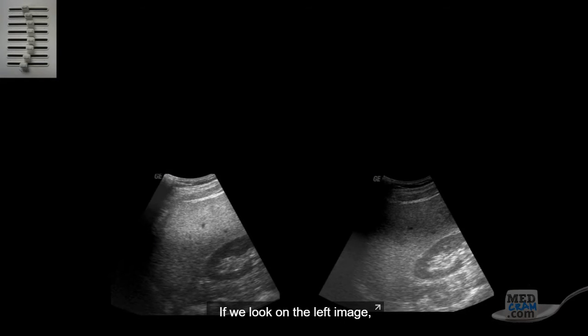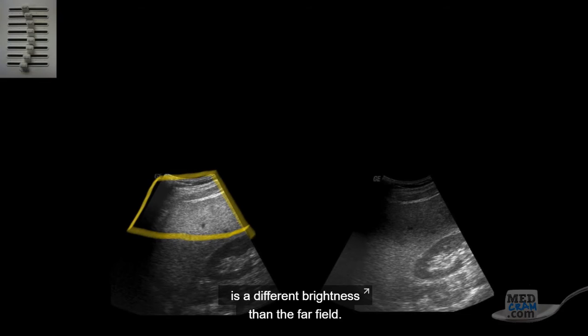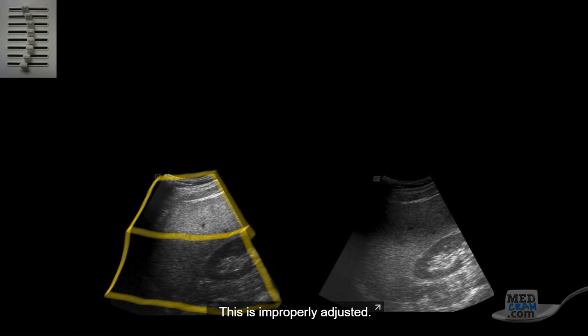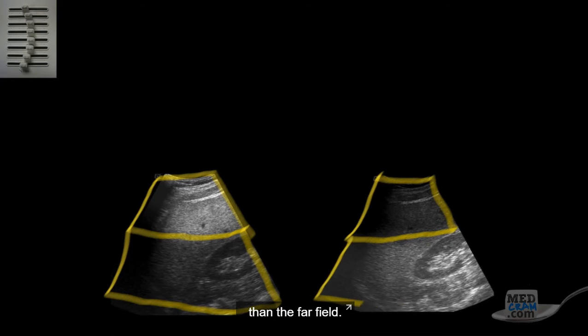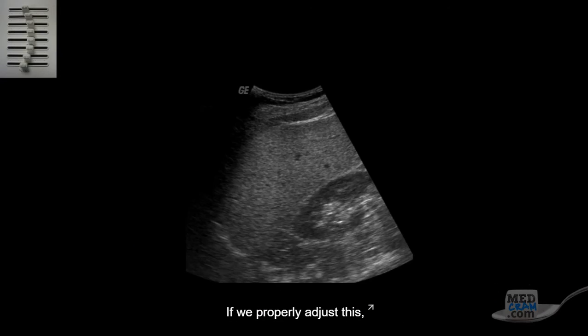If we look on the left image, we see that the near field or the top part of the image is a different brightness than the far field. This is improperly adjusted. Conversely, on the opposite side, we see that the near field is darker than the far field. The image should appear homogeneous. If we properly adjust this, then we see that from top to bottom, the time gain compensation is even. The image appears smooth and homogeneous.